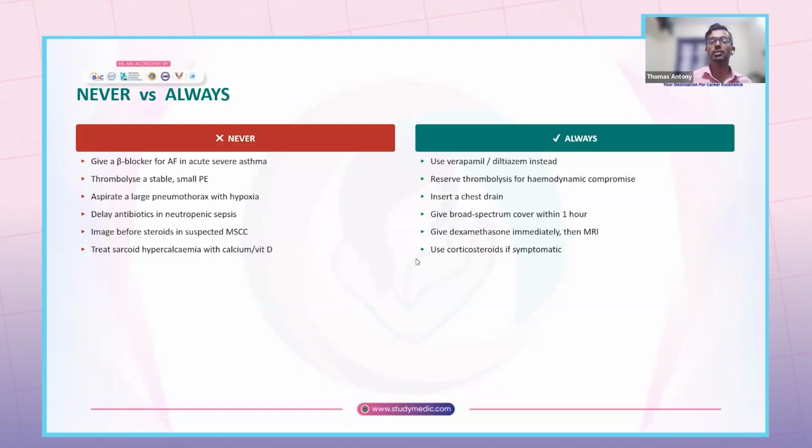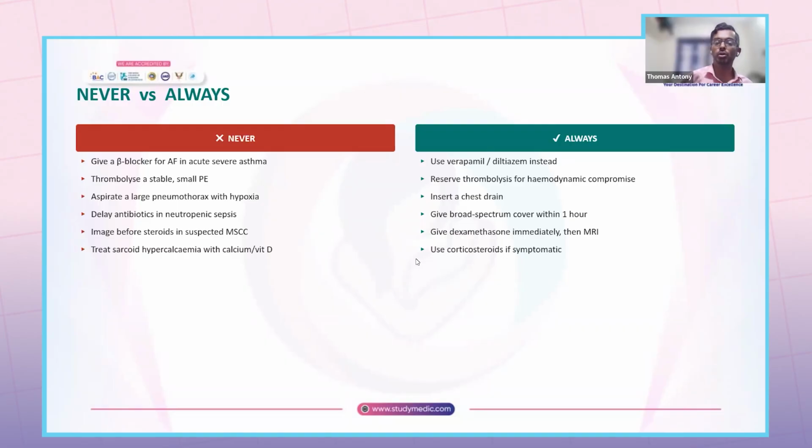Okay, so this is just a summary of what we have discussed, the do's and don'ts. Never give a beta blocker for AF with acute severe asthma. Thrombolyze a stable small PE. Aspirate a large pneumothorax with hypoxia. Again, delay antibiotics in neutropenic sepsis. Image before steroids in suspected MRCP, that means the cord compression. Treat sarcoid hypercalcemia with calcium or vitamin D.